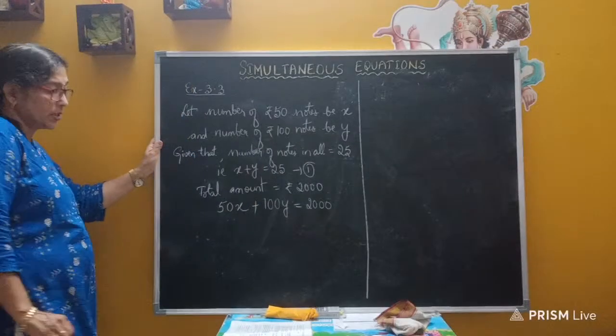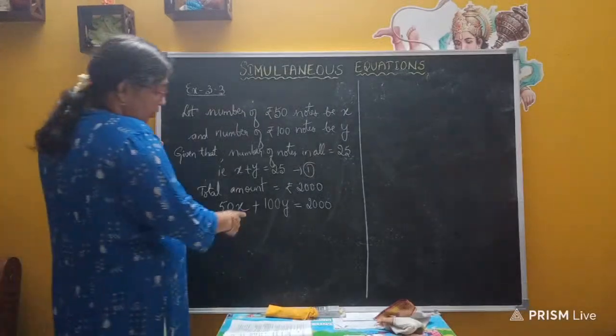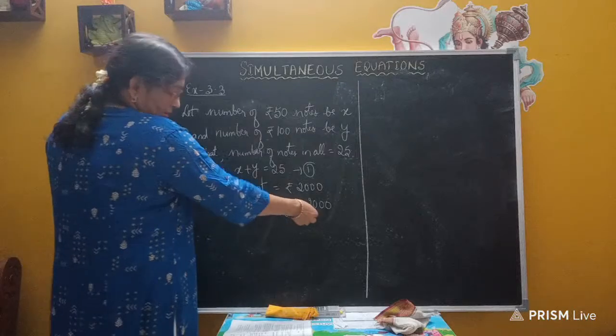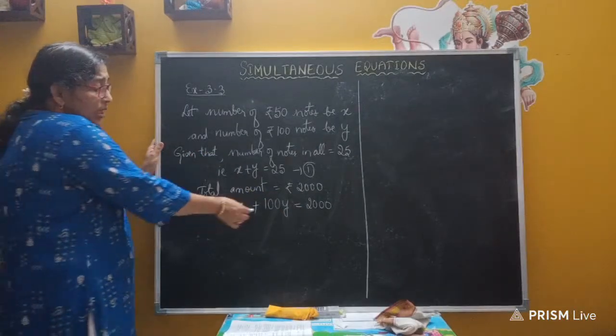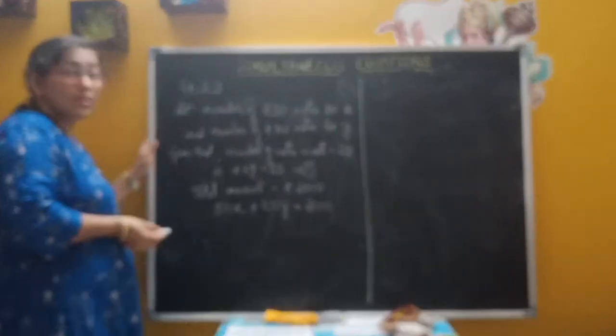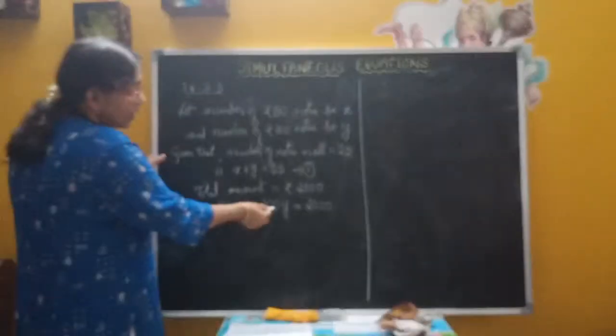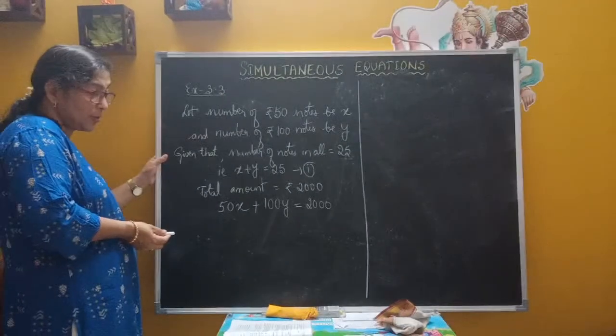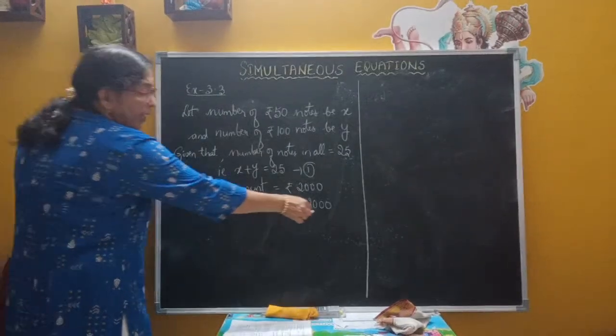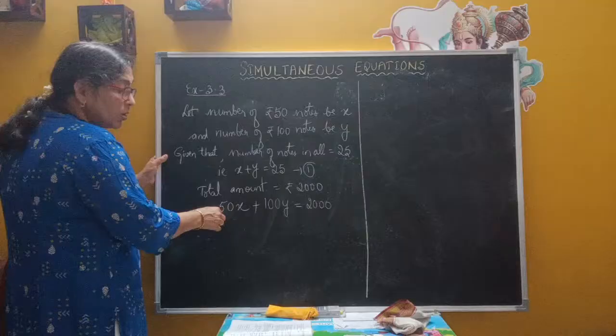Okay, 2000 rupees. Now we got two equations. We can reduce this equation here itself, isn't it? Rather than solving with big numbers, if we reduce it here, solving becomes easy. So 50, 100, 2000, all these are multiples of 50, isn't it? So if we divide the equation throughout by 50, what do we get?